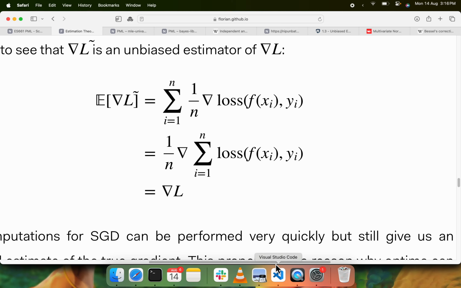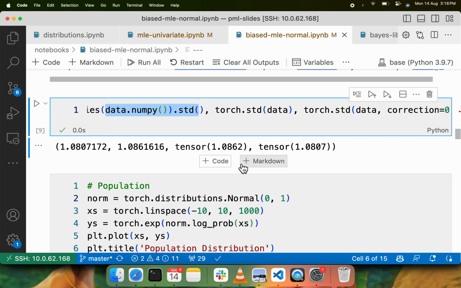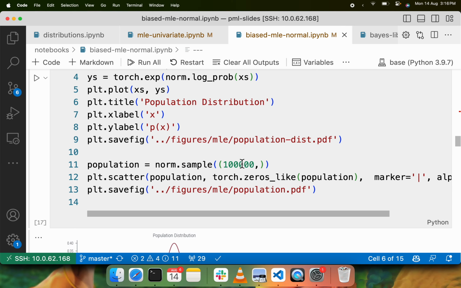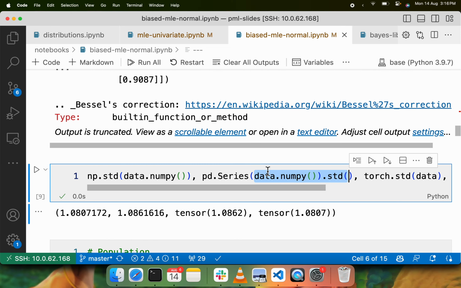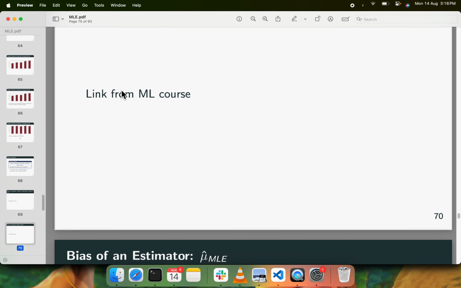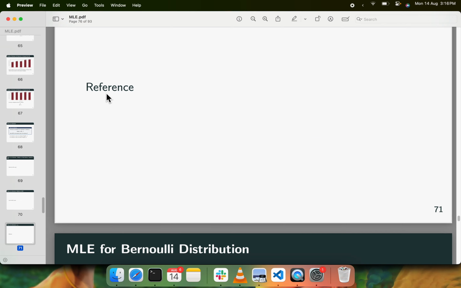All of these things we are discussing just to show that MLE can be biased. That is the main crux that I want you to take forward from this class: MLE can be a biased estimator. In some cases we can very simply apply correction factors, as we have done. Questions?